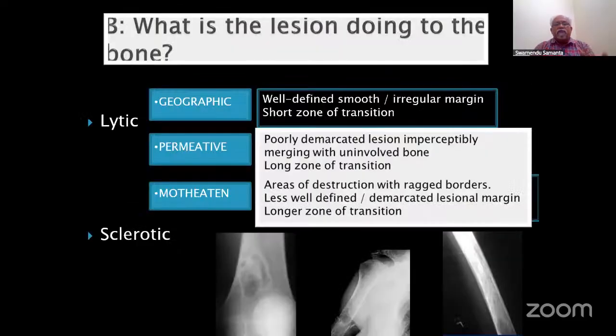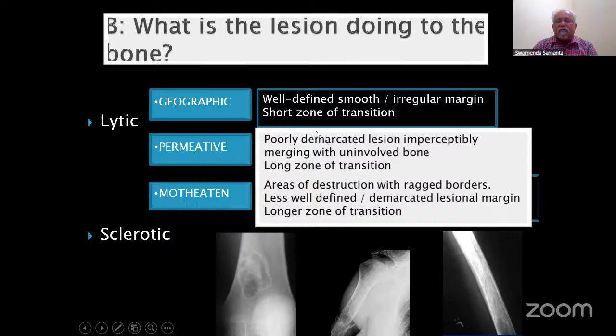So now the second question comes: what is the lesion doing to the bone? It can be lytic or sclerotic. And when we see any lytic lesion, it can be geographic, it can be permeative, or it can be moth-eaten. Geographic means, if you see this picture, you will find there is a well-defined circle, the lesion is well marked by the sclerotic margin.